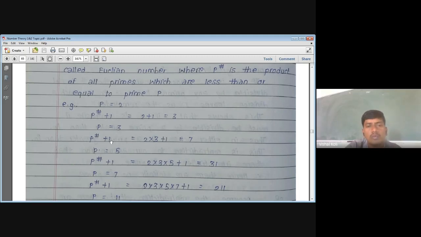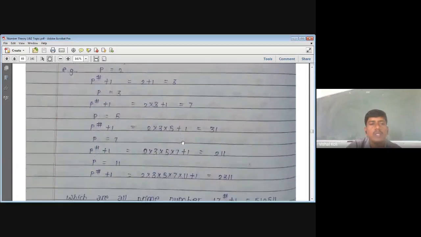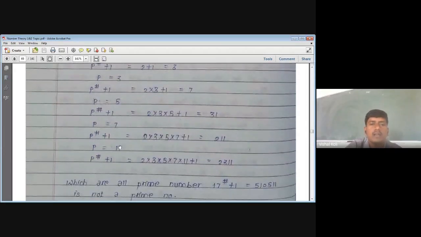Similarly, for p equal to 3, p hash plus 1: we take the product of all primes less than or equal to 3, and there are 2 such primes, 2 and 3. Therefore p hash is 2 into 3, plus 1. 2 into 3 is 6, 6 plus 1 is 7, therefore 7 is a Euclidean number. Same for p equal to 5: there are 3 primes less than or equal to 5, which are 2, 3 and 5. Therefore p hash is 2 into 3 into 5 plus 1, which is equal to 31, and 31 is a Euclidean number.